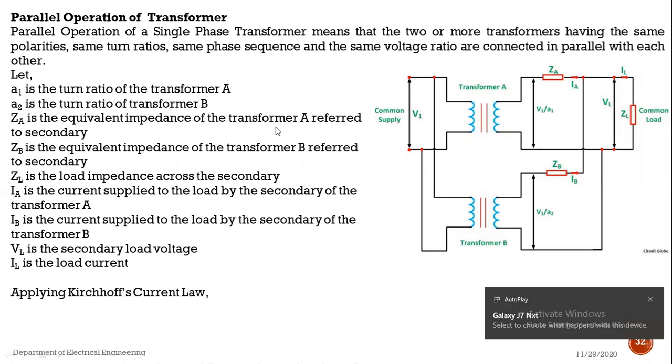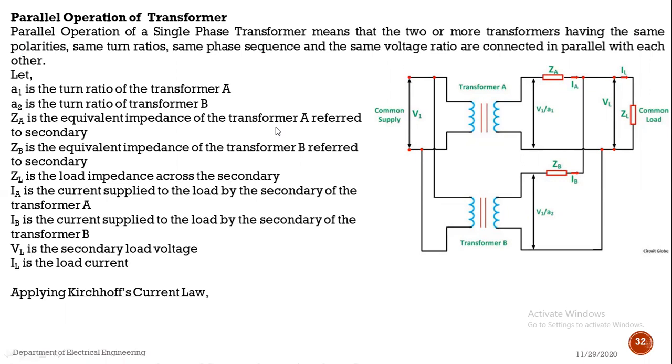Consider A1 is the turns ratio of the transformer A. A1 is the turns ratio of transformer A. Then A2 is the turns ratio of the transformer B. Transformer A having an equivalent impedance referred to the secondary side is ZA, and ZB is the equivalent impedance referred to the secondary side of the second transformer.